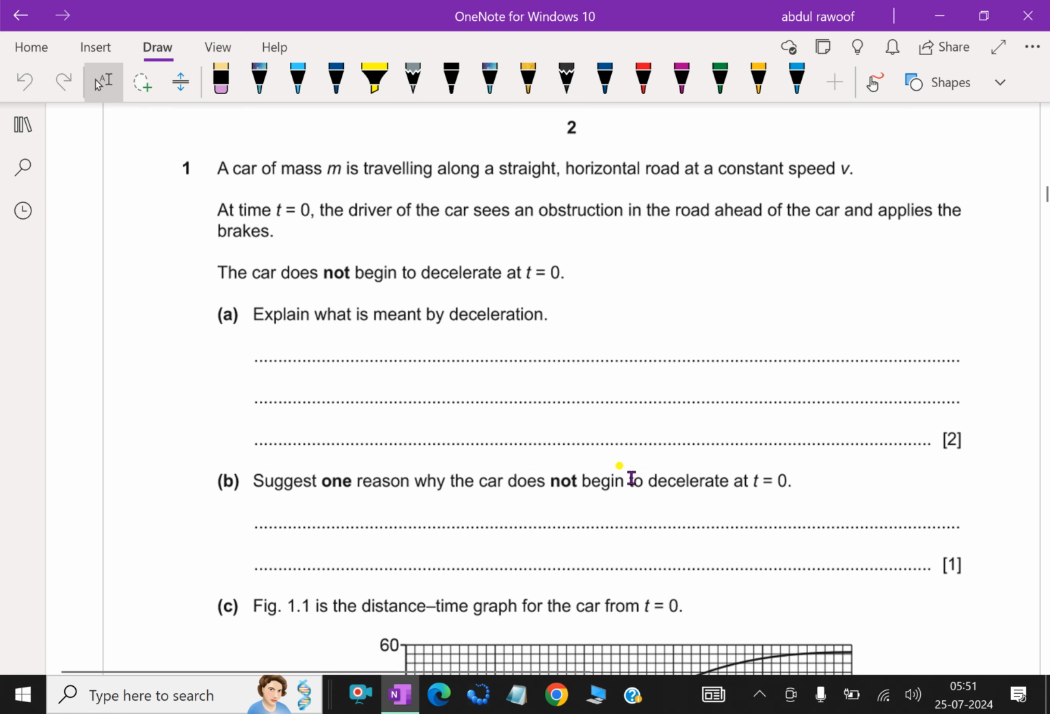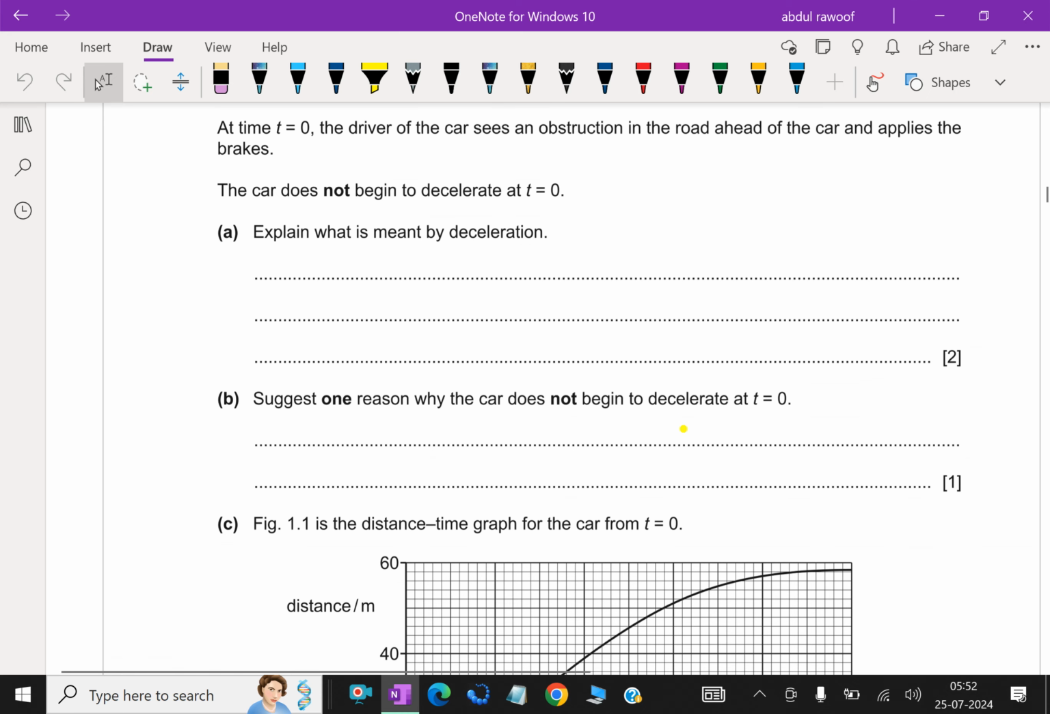Look at this question. A car of mass m is traveling along a straight horizontal road at a constant speed v. At time t equals 0, that is the starting point, the driver of the car sees an obstruction in the road ahead of the car and applies the brakes. The car does not begin to decelerate. That means the car does not slow down at time t equals 0. Explain what is meant by deceleration.